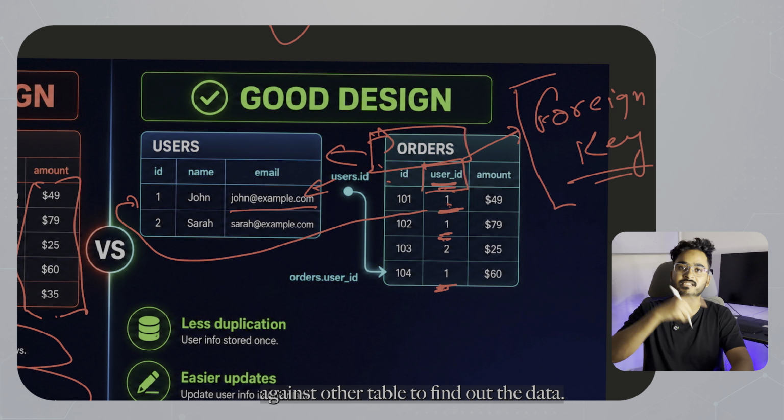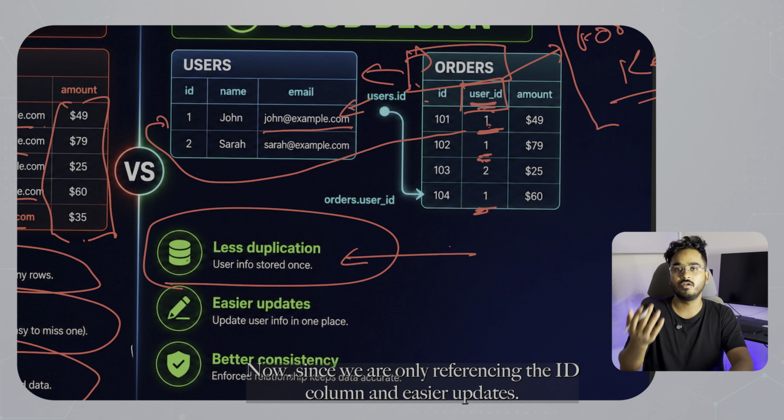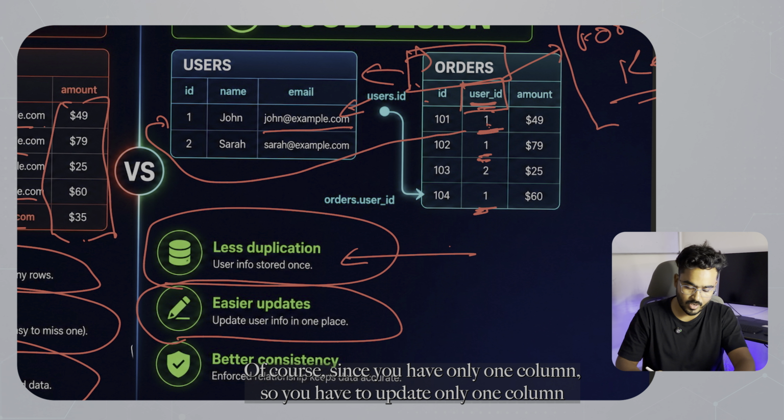Now the good thing about using a foreign key is less duplication. Less duplication means that it's really rare to have duplicate data now, since we are only referencing the ID column. And easier updates, of course, since you have to update only one column per user. Better consistency means you don't have to replicate the same data all over the places in the orders table that contains user data. So this is the difference between a good design of a table and a bad design of a table.